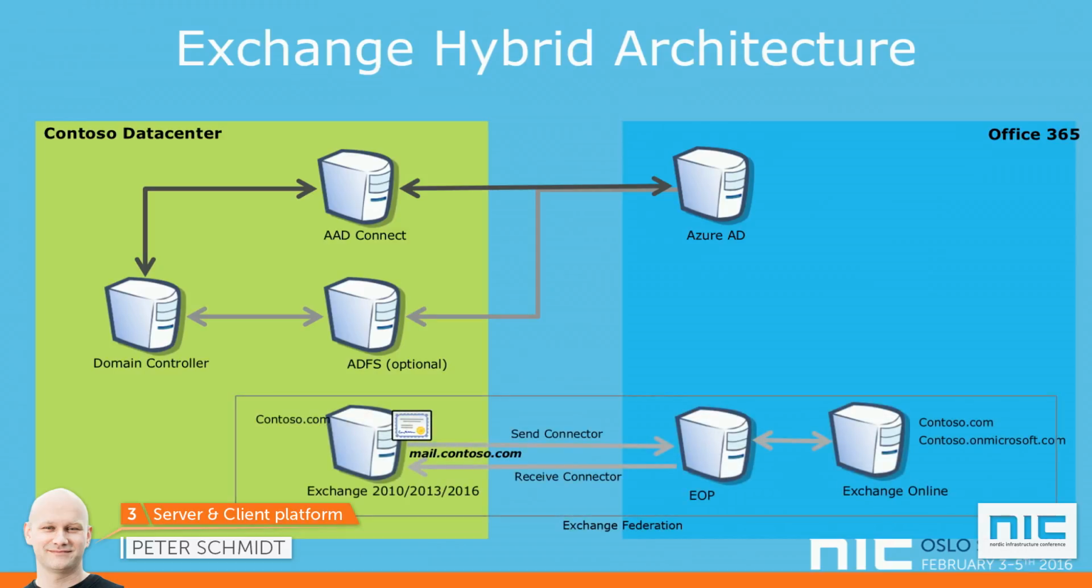And then we have the Exchange environment. So we have an existing Exchange environment. It doesn't matter if it's 2010, 2013, 2016. And we are establishing a hybrid connection to the Exchange Online environment. If we have edge servers, mail communication will be between EOP, Exchange Online Protection, which will be in front of the Exchange Online, and your edge server.